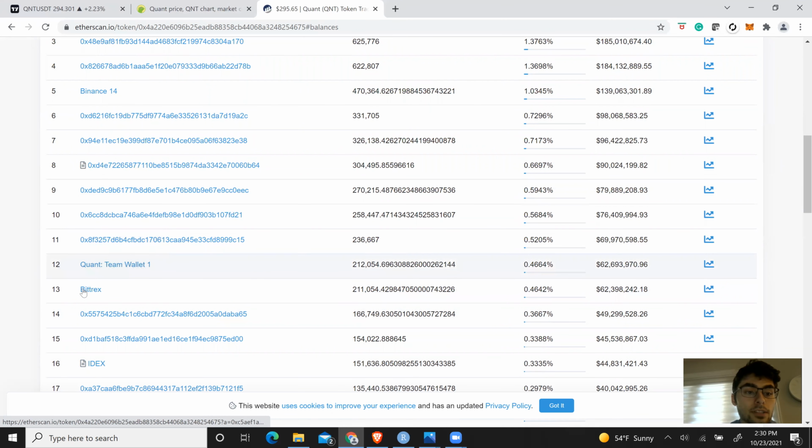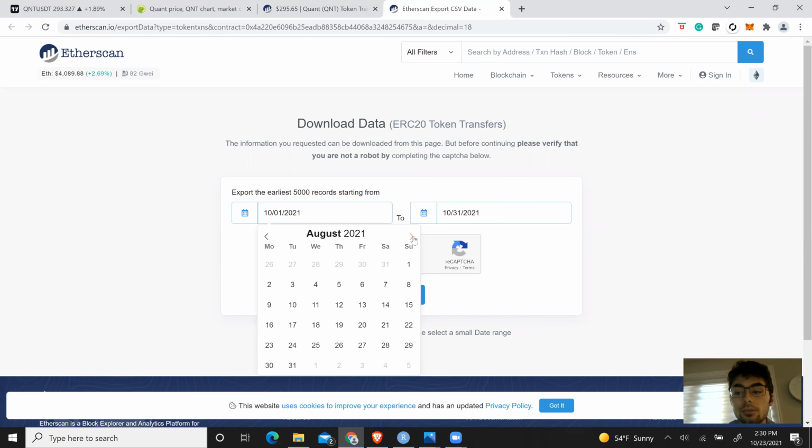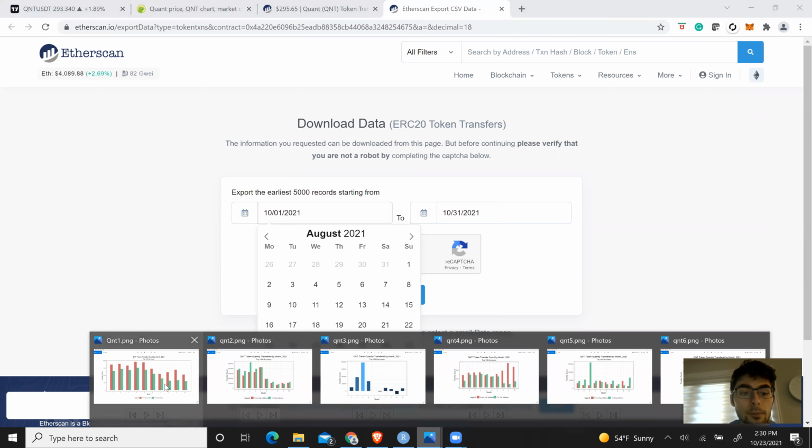And then to see if they're accumulating or if they're selling, what I did is I took the transfers data from Etherscan. And when you do this, you can take transfer data from any point in time. What I did is I took 5,000 transactions in a month, the first 5,000 transactions of each of the months in 2021 to accumulate the data I'm going to show you. So let's get into this data.